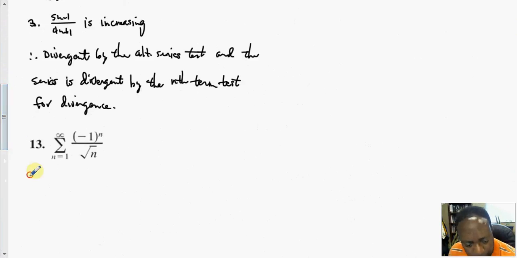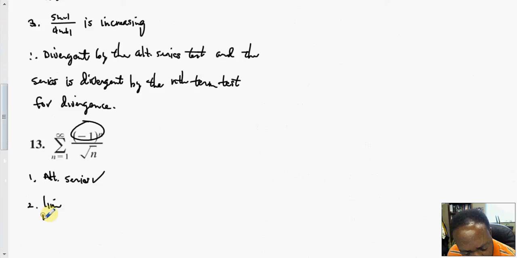The next one is an alternating series, yes. What about the limit of the sequence terms of 1 over the square root of n? It is 0. 1 over the square root of n is decreasing.